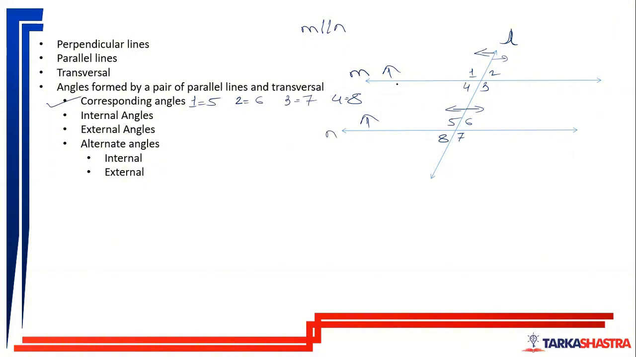That's why the corresponding angles are always congruent. साथ ही साथ 1 equal to 3 भी है, that means 5 equal to 7 भी है, and 2 equal to 4 भी है, तो 6 equal to 8 भी है. इसके साथ होता है एक पेयर इंटरनल एंगल्स का.